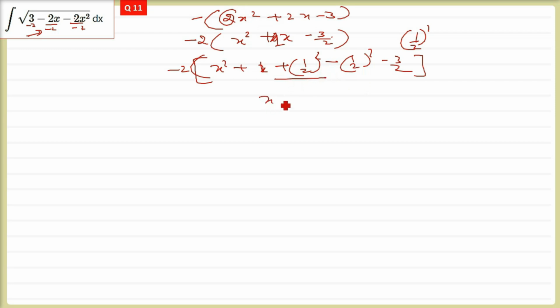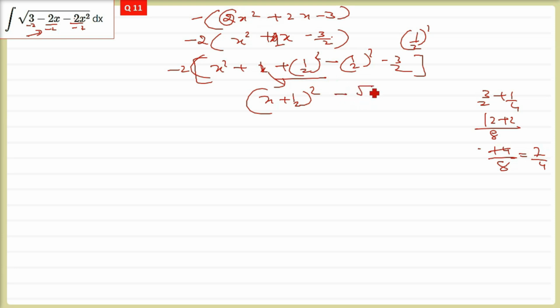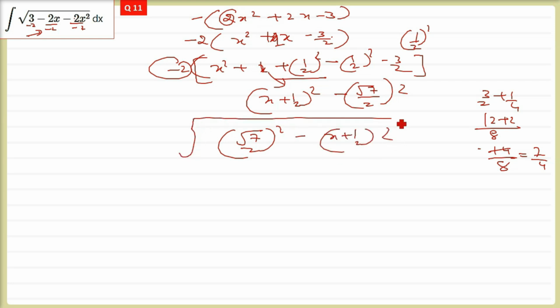A square plus b square plus 2ab, so x plus half whole square. And this will give you 1 by 4 plus 3 by 2 actually. So it will be 1 plus 6 by 4, which gives 7 by 4, and it is negative under root 7 by 2 whole square. 7 by 4 can be written as root 7 by 2 whole square. Now there is an issue with this negative because you cannot have a negative inside a root. So we'll take this root 7 by 2 first and then x plus half whole square afterward, because now we have multiplied by negative. This root 2 can be taken outside.